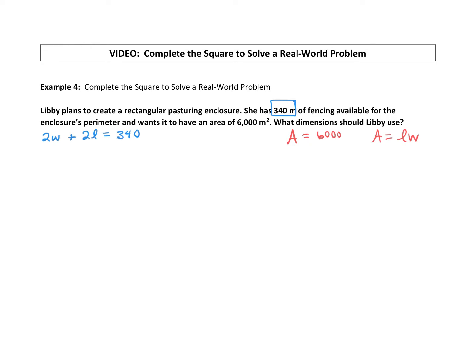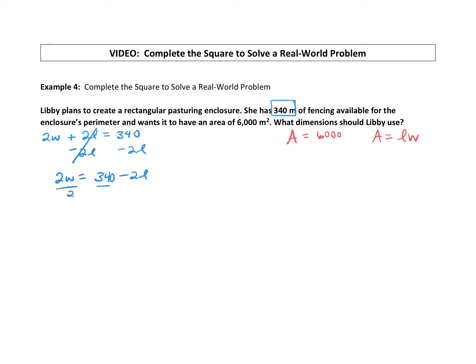So all we're going to do here is solve for either length or width, and then we will have our variables defined so that we can plug into this formula right here. So I'm just going to go ahead and solve for the width. To get that W alone in this equation over here, I'm going to subtract 2L from both sides. That leaves us with 2W is equal to 340 minus 2L.